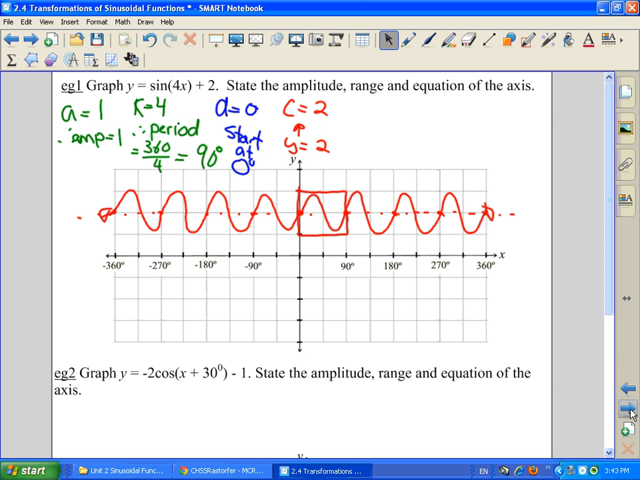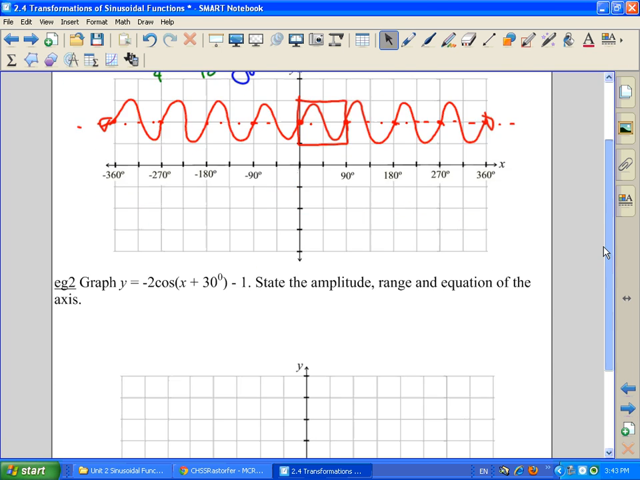Let's double check. Have we stated the amplitude? Yes, the amplitude's 1. The range we haven't done yet, and the equation of axis we have done. To do the range, we know that y belongs to the set of real numbers such that, what's my minimum value here, guys? 1. So 1 has to be less than or equal to y, which is less than or equal to my maximum, which is 3. Good. All right, let's try another one.